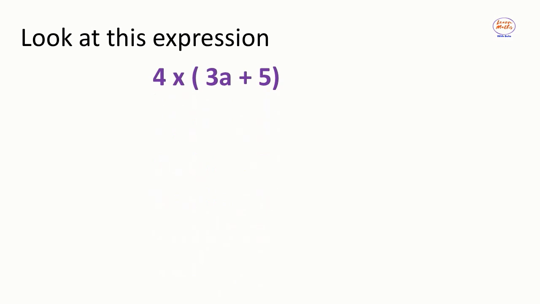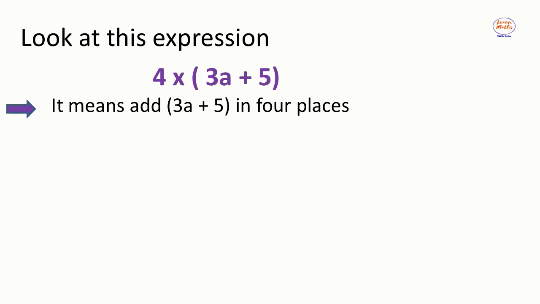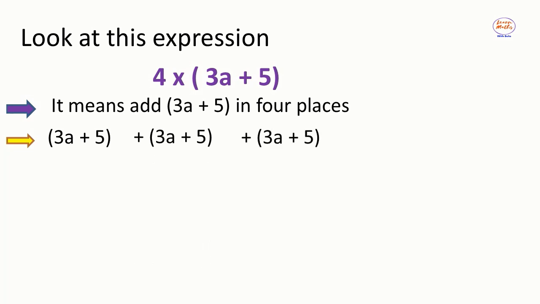4 times 3a plus 5. It simply means add 3a plus 5 in 4 places. If you remember in your multiplication, when we say 4 times 5, that means add 5 in 4 places. So let's add 3a plus 5 in 4 places. So we have 3a plus 5 plus 3a plus 5 plus 3a plus 5, and then plus 3a plus 5. So we are adding it in 4 places.